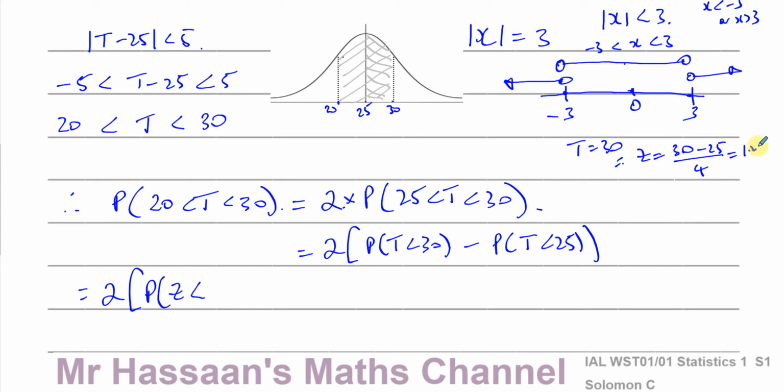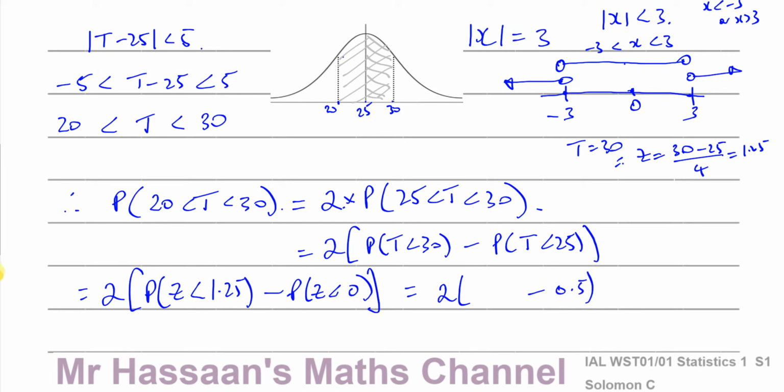The probability that z is less than 1.25 minus the probability that z is less than 0, because this is the mean. If I try to standardize the mean, I'll get 25 minus 25, which is 0 over 4, which is 0. So I know that the probability that z is less than 0 is equal to 0.5. So I've got 2 times something minus 0.5. I need to find what this probability is, that z is less than 1.25.